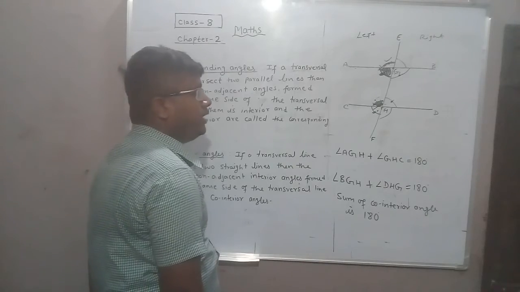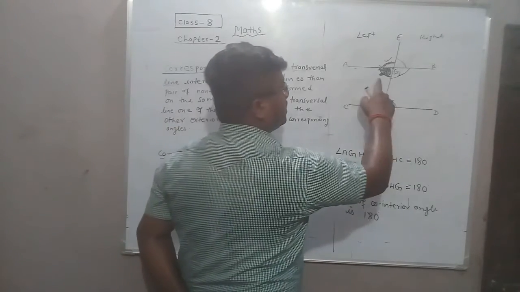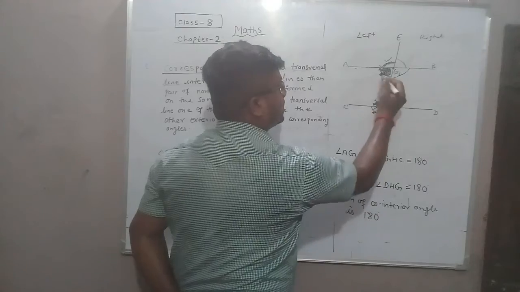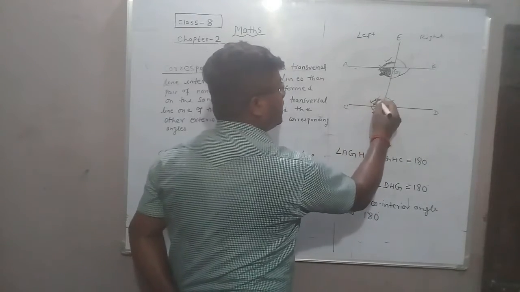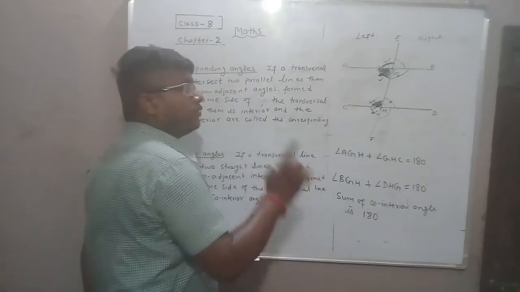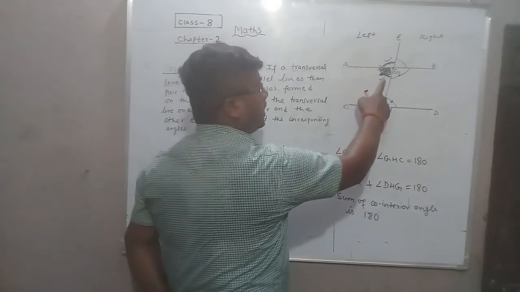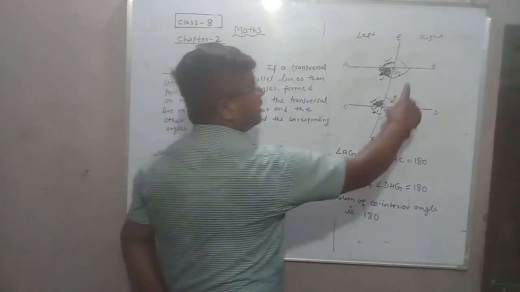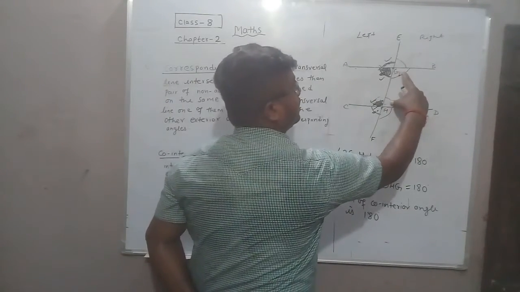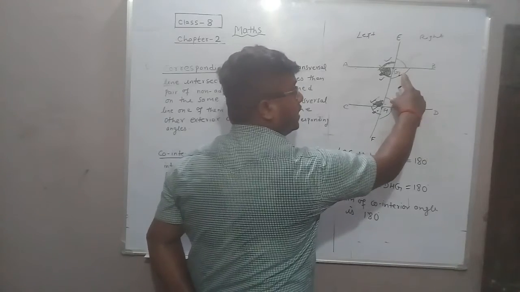Similarly, co-interior angles. Co-interior angle means your AGH, this angle, and another angle is GHC. These two angles are co-interior angles. And the one important thing about the co-interior angle is that the sum of these two co-interior angles is always 180 degrees. Similarly, on the right hand side also, these two angles are your co-interior angles, and the sum of these two co-interior angles is 180 degrees.